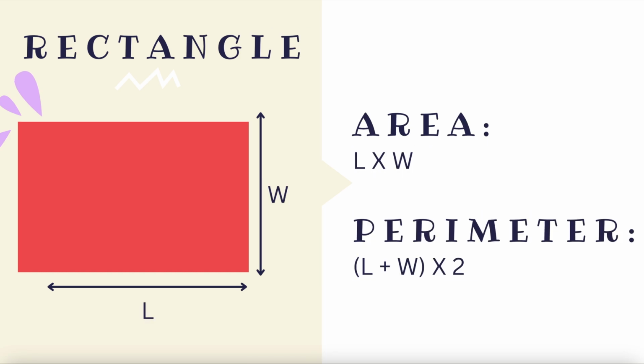For a rectangle, to find the area, you're multiplying the length times the width. To find the perimeter, you can add the length and the width together and multiply them by 2, because we know that with a rectangle, 2 sides, the top and bottom, are equal, and the left and right side are equal.